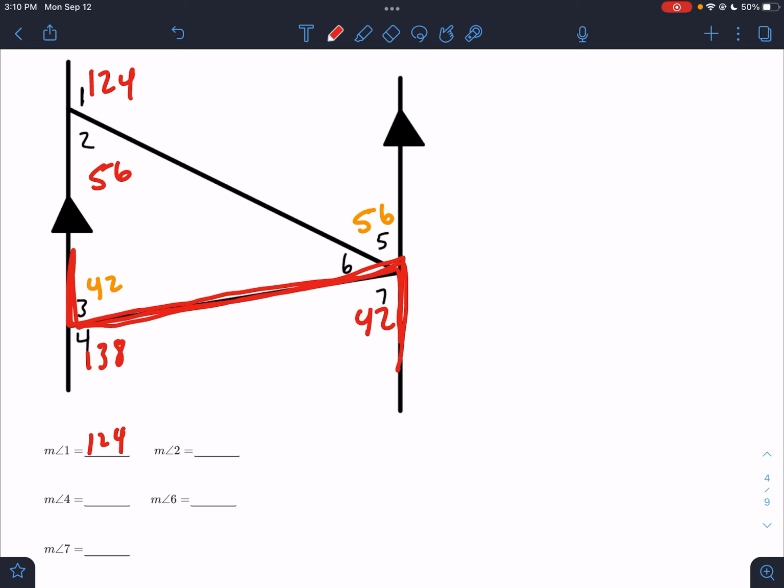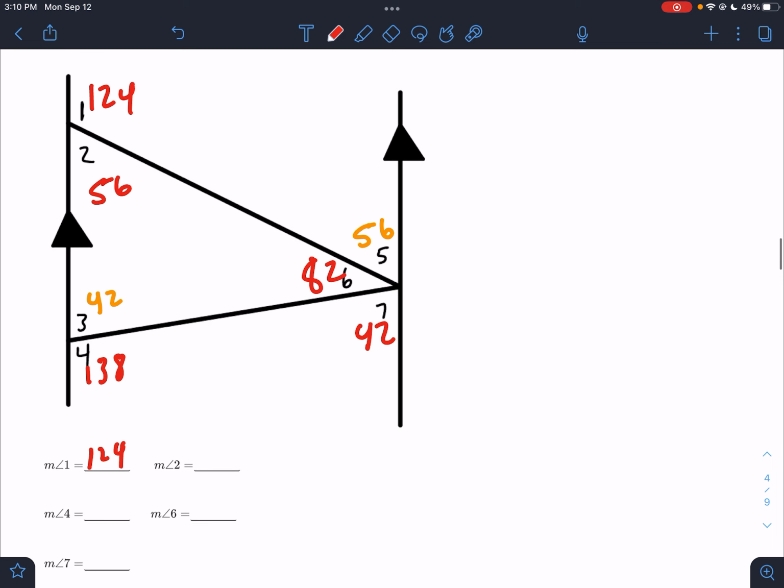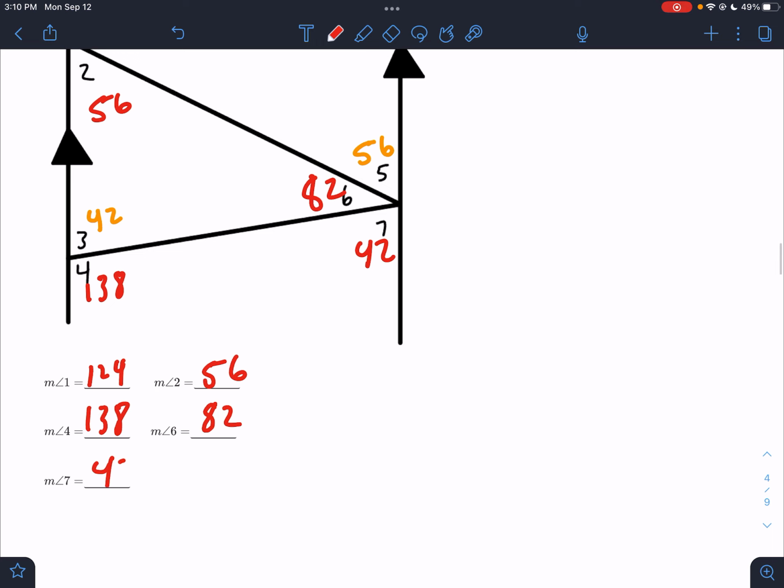All right. And then angle 6 here, there's a few ways to get it. But you could look at these three angles. They have to add up to 180. 56 plus 42 is going to be 98. So that would have to be 82. So angle 2 is coming in at 56. Angle 4, 138. Angle 6, 82. And angle 7, 42.